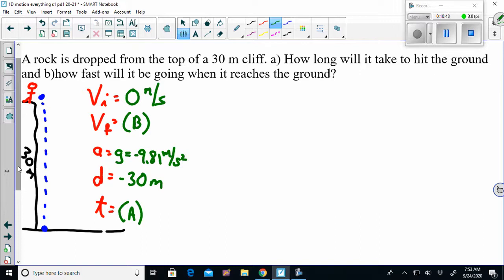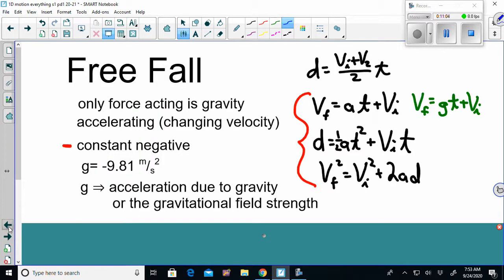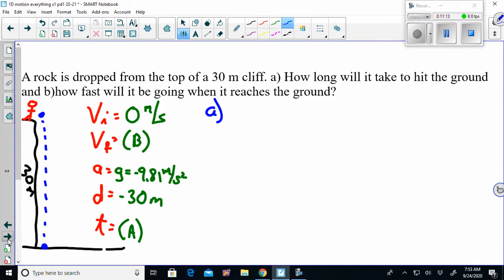All right, so now I'm ready for step 3 for part A, which is choosing an equation. I need to find the time, and I don't have final velocity. So I need the one without final velocity. So if I go back and look at my equations, the one without final velocity is equation number 3. So I'm going to put down d equals 1/2 gt squared plus vit.